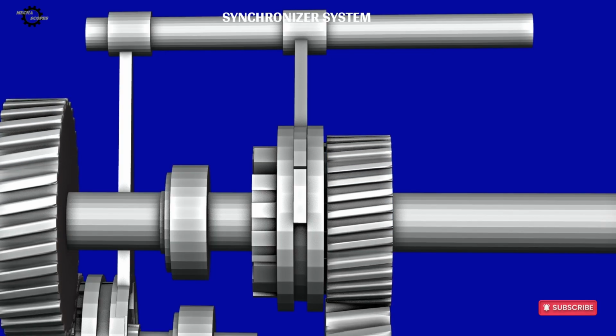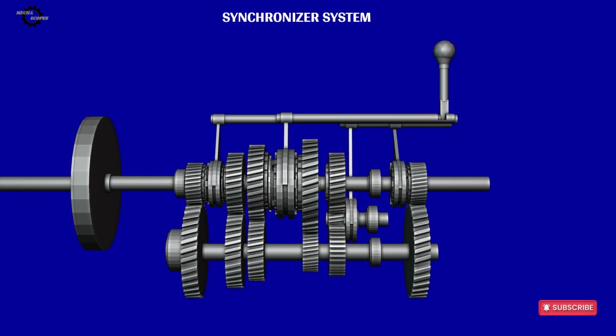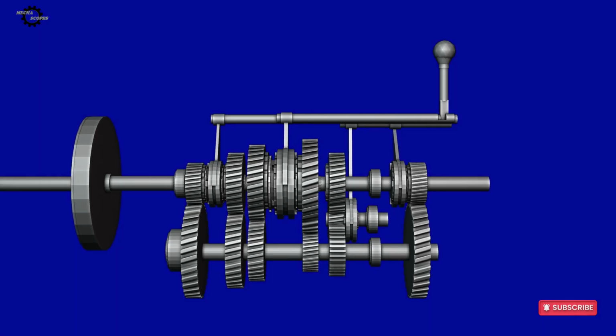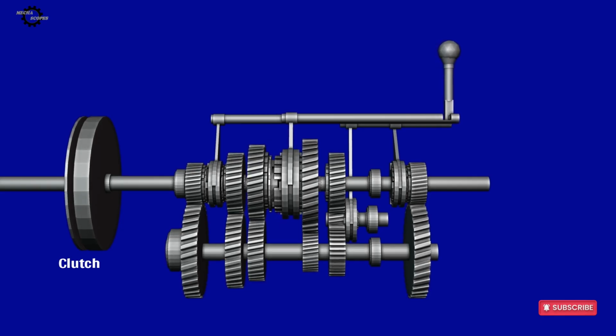Now that we've explored the components of the synchronizer system, let's see how they work together during a gear change. We'll begin in neutral, where all gears are rotating, but none of them are locked to the output shaft. To select first gear, the driver first presses the clutch pedal. This disengages the engine from the transmission, temporarily interrupting the flow of power and allowing a gear change to take place. The gear lever is then moved into first gear.